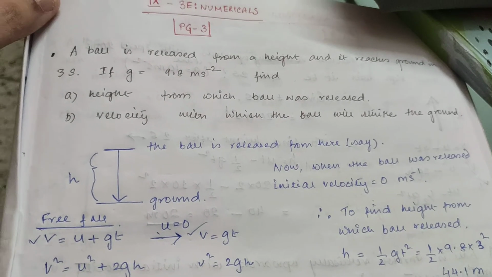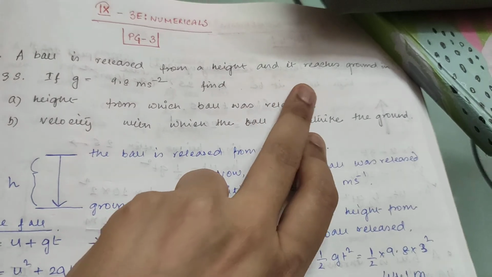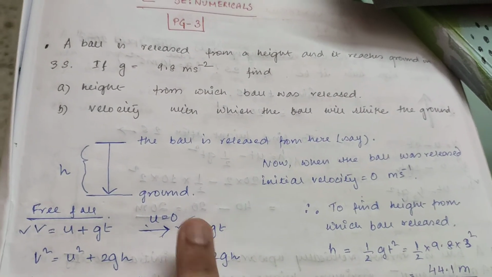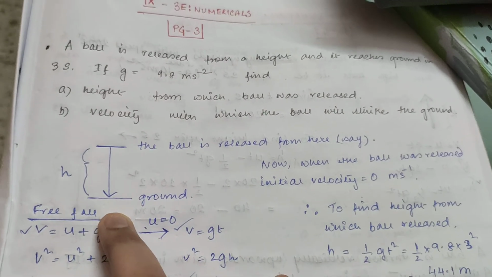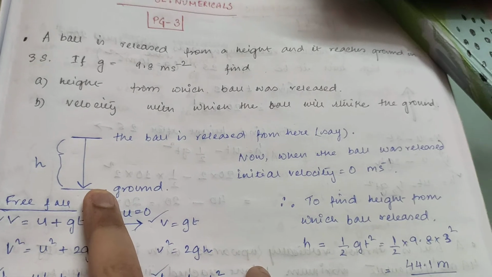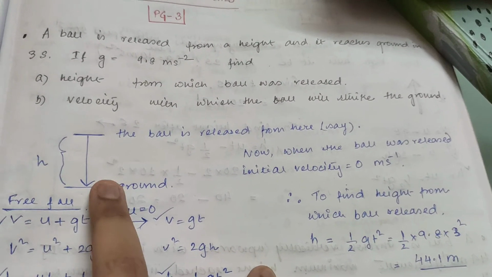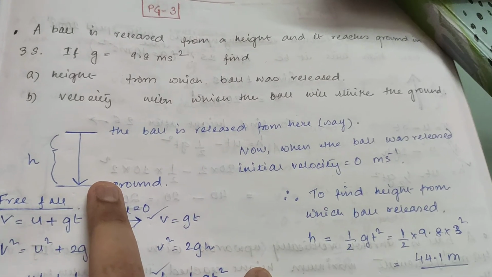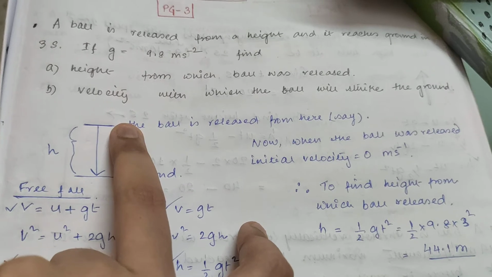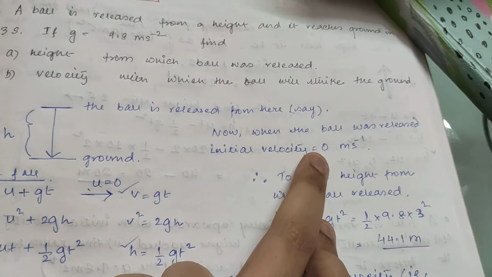Now, let's do some numericals from free fall. A ball is released from a height and it reaches the ground in 3 seconds. G is given. You have to find the height from which the ball was released, and also with what velocity it touches the ground. Now, when the ball is released from a certain height, it was initially at rest. So initial velocity u is 0.